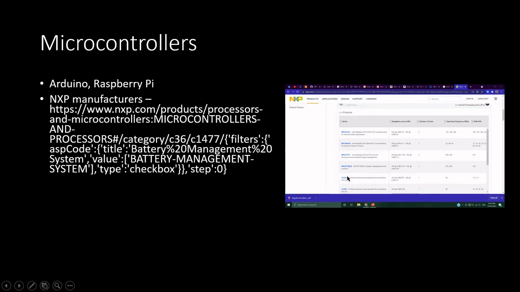This is a list of microcontrollers used for battery management systems. There are also others designed for electric vehicles, different types of microcontrollers for vehicle purposes. So we can go and check this.